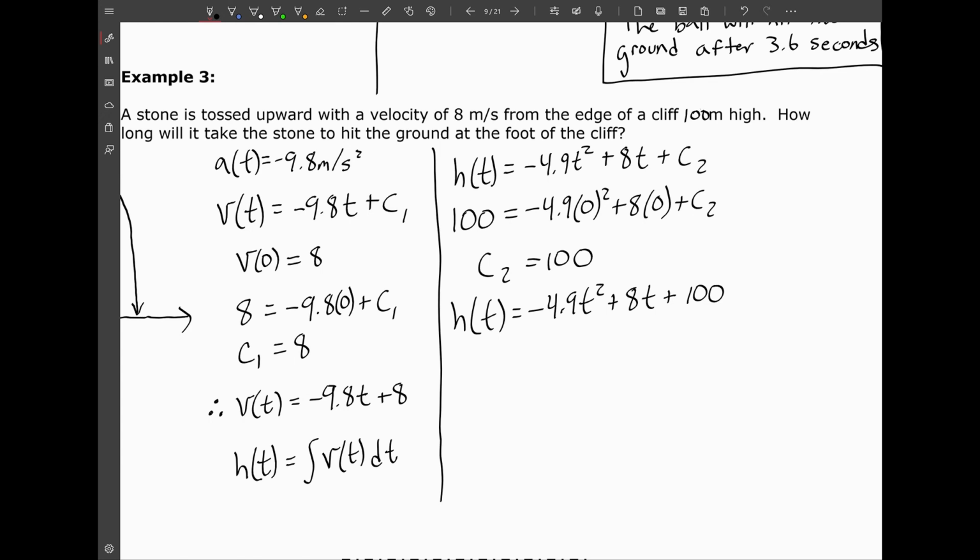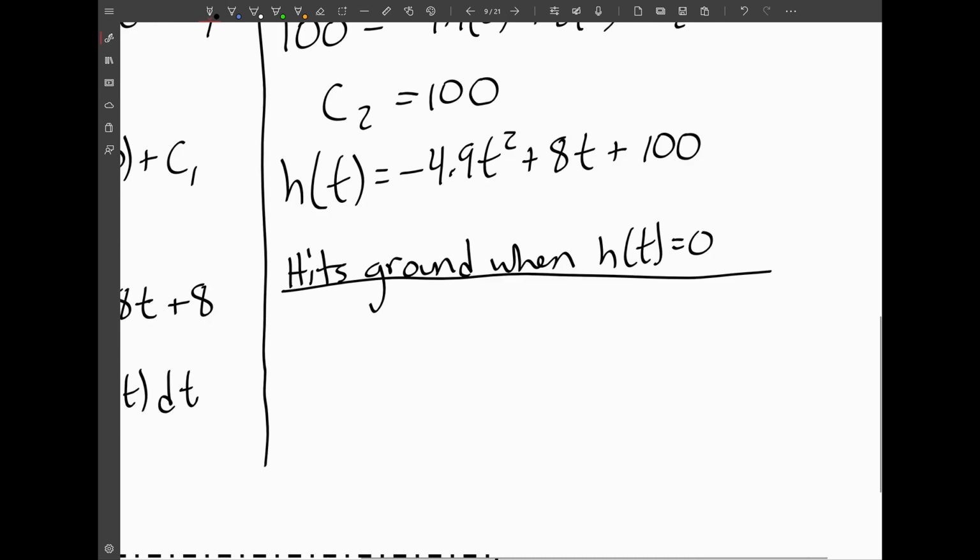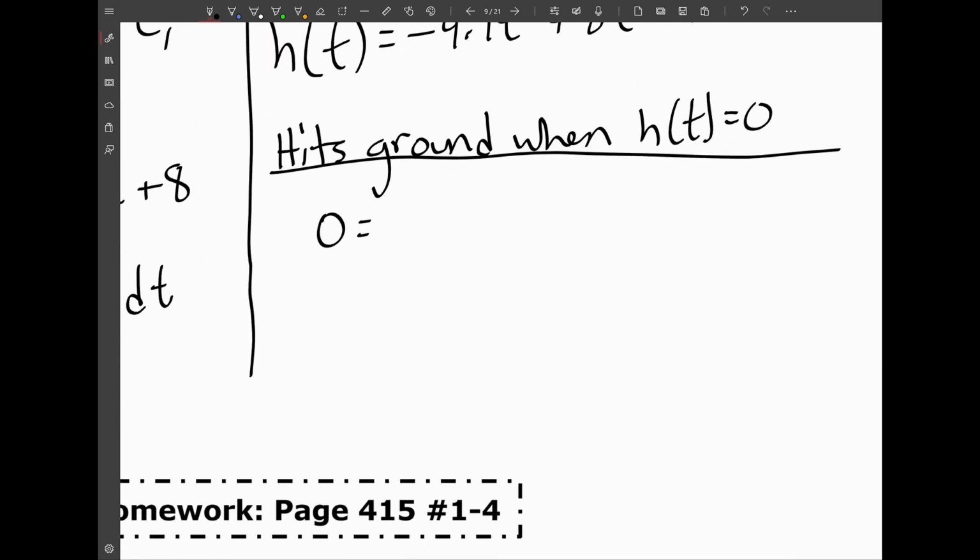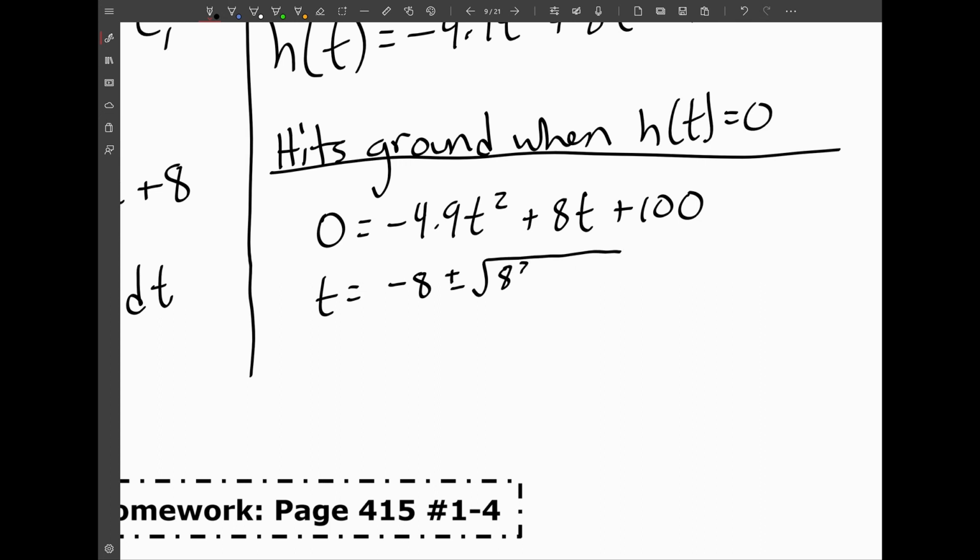So we again can solve for t when h is equal to 0. So it hits the ground when h of t is equal to 0. So we're trying to solve for when h of t is equal to 0. So we have 0 is equal to negative 4.9 t squared plus 8t plus 100, which means we can yet again bust out the handy-dandy quadratic formula. This is going to be negative 8 plus or minus the square root of 8 squared minus 4 times negative 4.9 times 100. This is all very familiar.